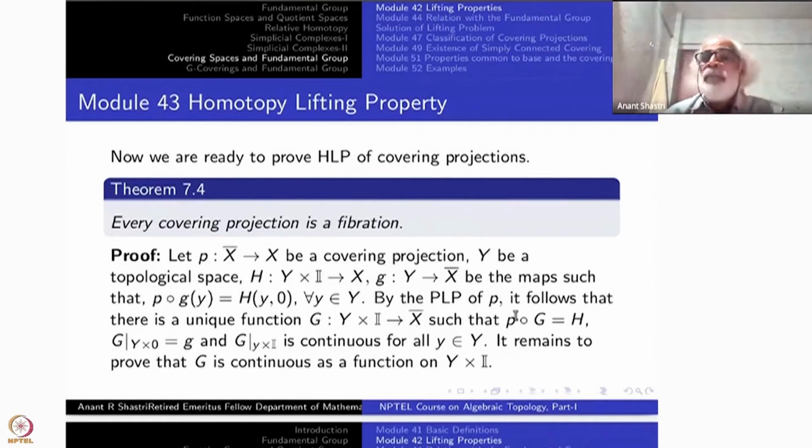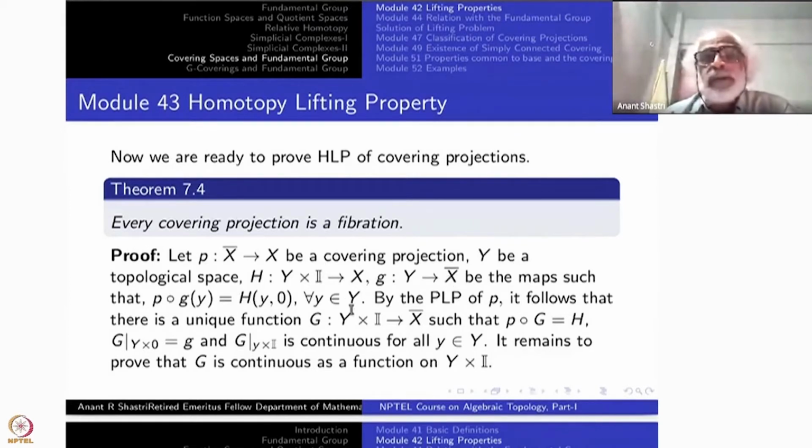But the path lifting property we have already proved, not the homotopy lifting property. Now you fix one point y at a time. Y cross I is a path, right? That can be lifted. The starting point, what do you take? You take g of y. It's given to you already. p composite g of y is H of y, 0. H restricted to little y cross I is a path, so that can be lifted already. Do it for all the y.